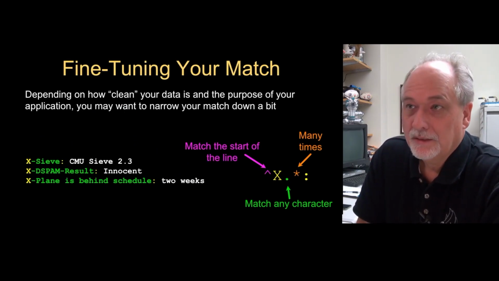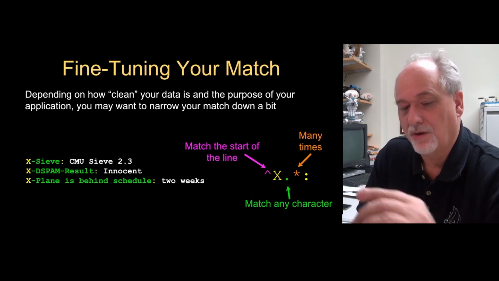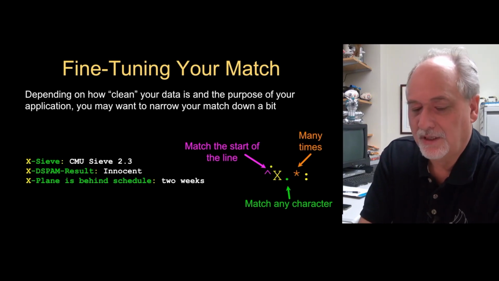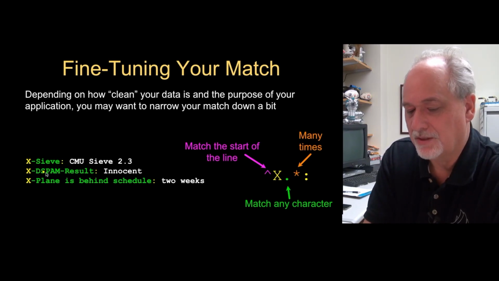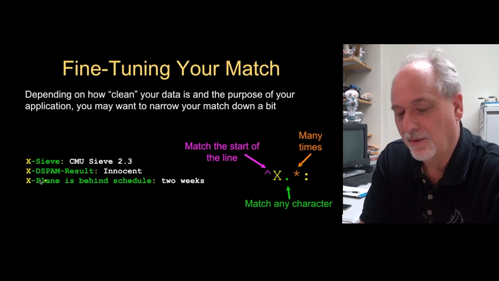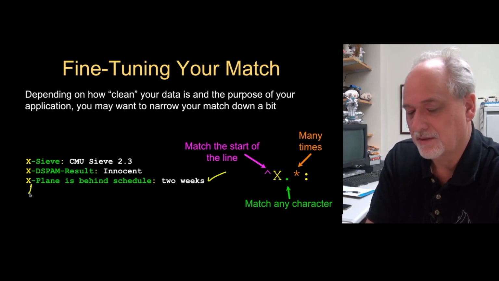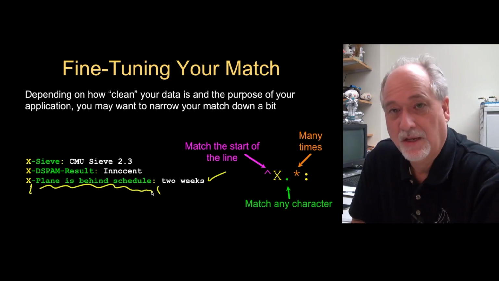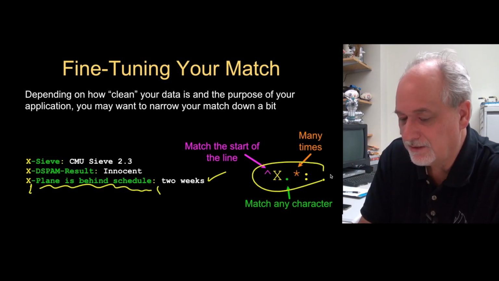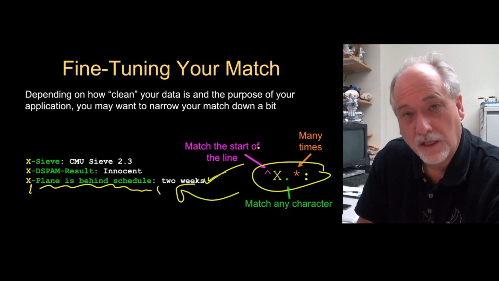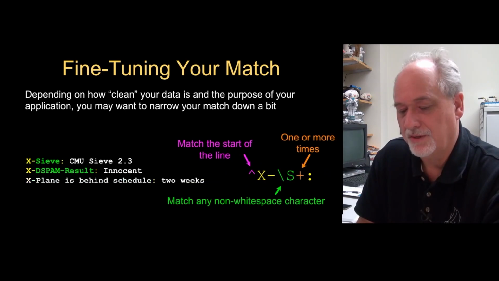Now, sometimes you want to be a little more clear on your match. So let's take a look at these lines that match that particular thing that we just did. We have these two, X-CIV colon, X-DSPAM-Result, like these are from mail messages. And then one of the mail messages has a line in it that says X-Plane is behind schedule. And this matches. Is that what you really wanted? Because this is an X, some number of characters, and a colon, it matches. It has to match. This rule applied to this line results in a yes. True. And so how can you be a little more clear as to what you want to match and what you don't want to match?